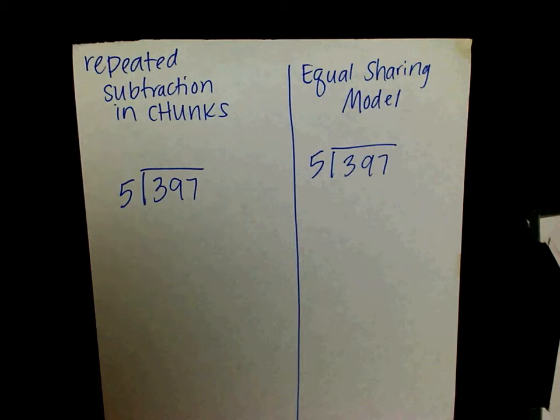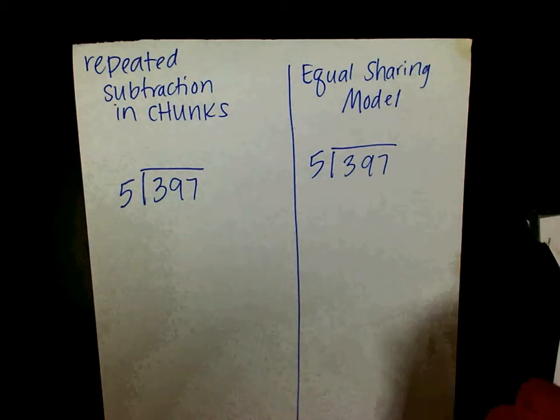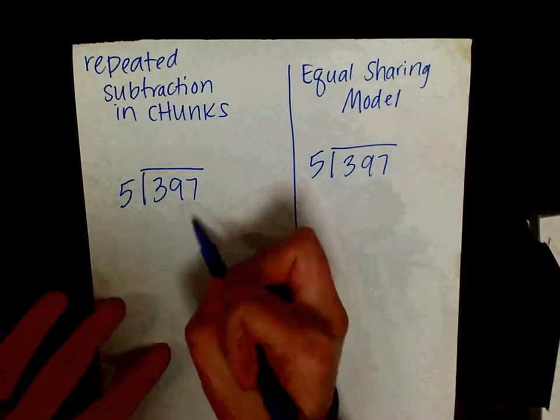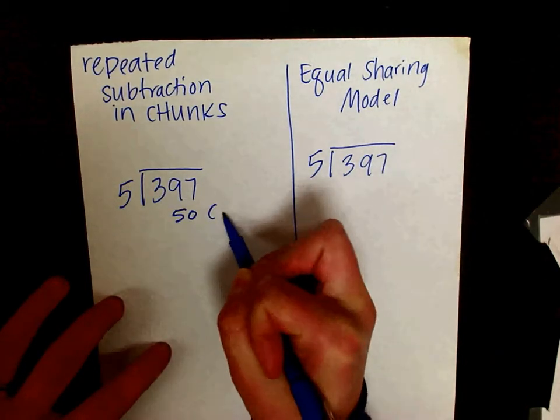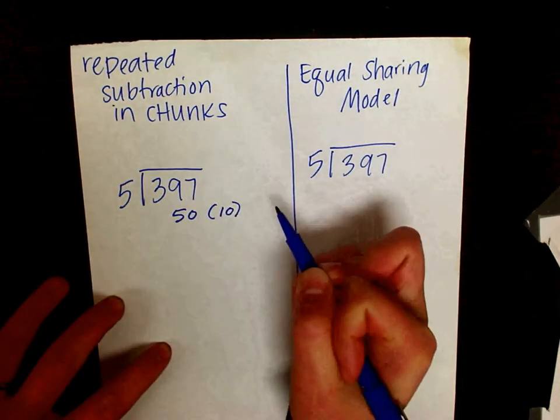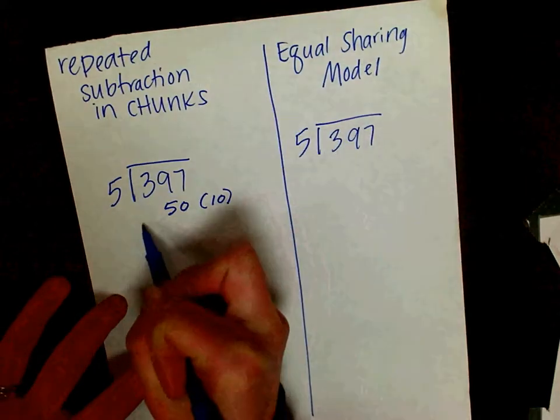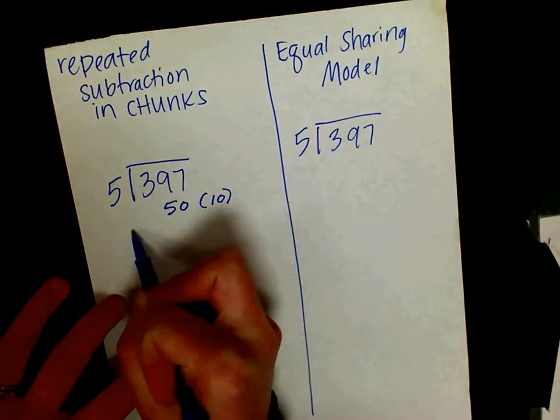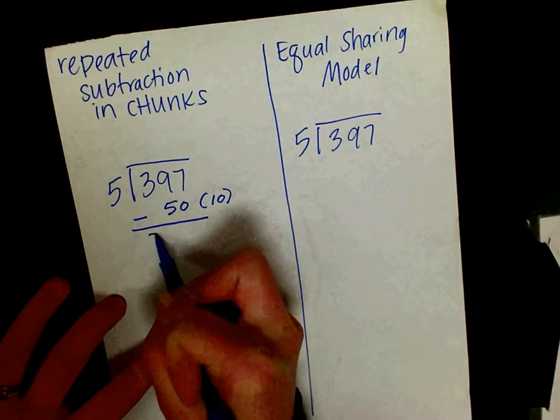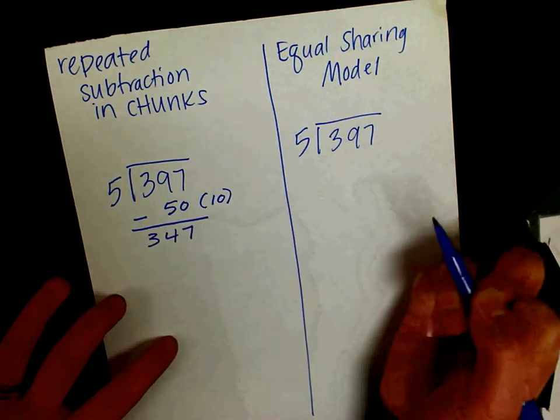So instead of taking out one 5 at a time, we like to first say, can we take out 10 5s? 10 is a pretty friendly number to work with. So in this case, 10 5s would be 50. And I know that I can take out 50 from here. I'm going to mark that that's 10 5s. That's really important to remember. You have to put that number off to the side. So if I take out 10 5s, now I'm down to 347.